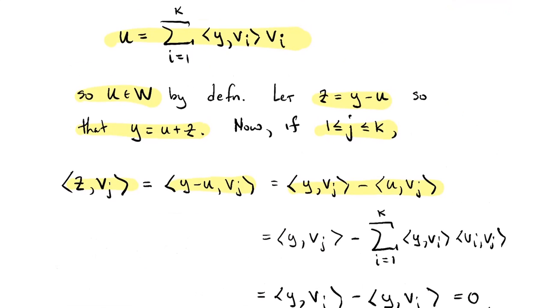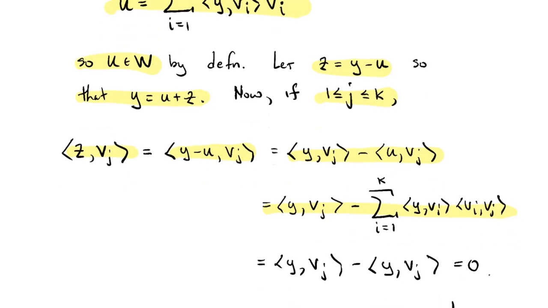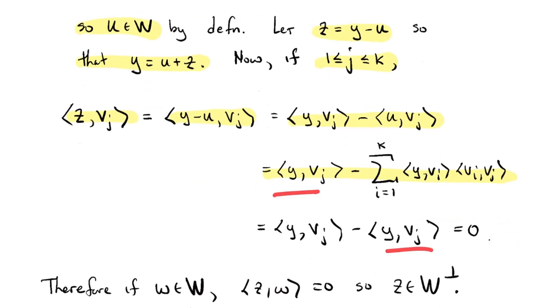U itself is a sum. So I'm going to put that in and use the linearity of the inner product again. Okay, but over here in this expression, remember, this is an orthonormal basis. The inner product of vi and vj is 0 if i is not j, and it's equal to 1 if i is j. So of the k terms of that sum, only one of them survives, when i is equal to j. So that sum just becomes y inner product vj times 1. Well, y inner product vj minus itself is 0.